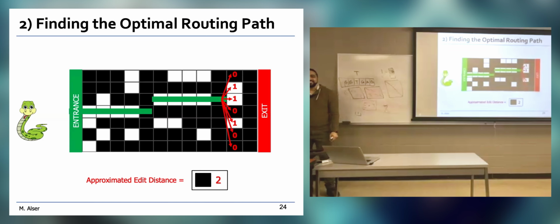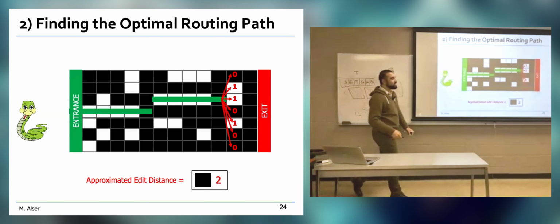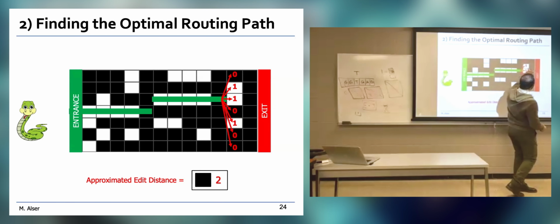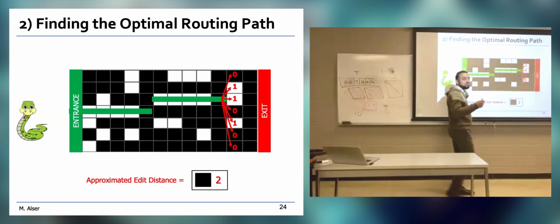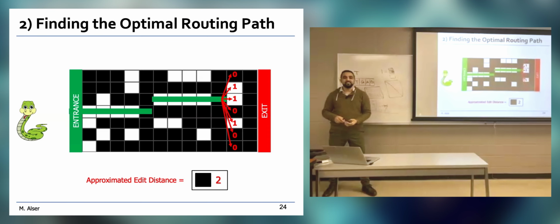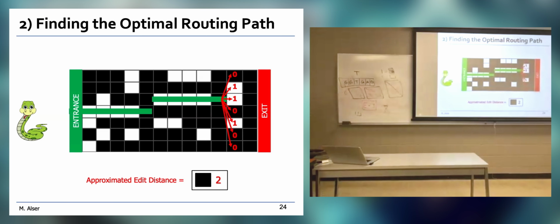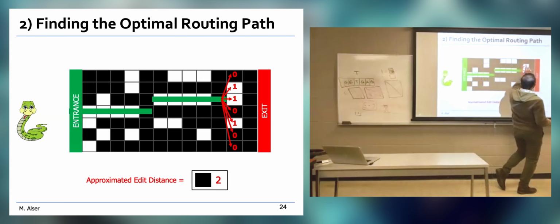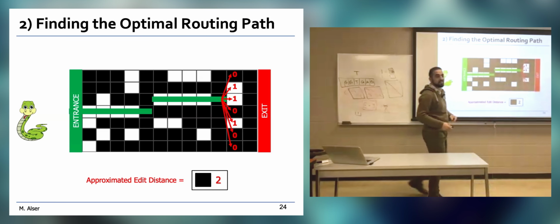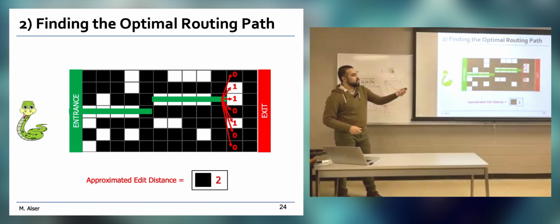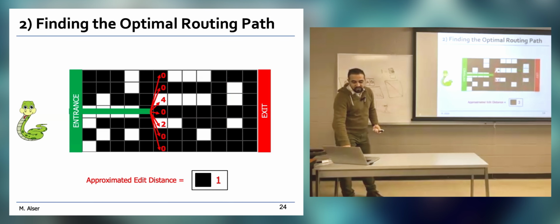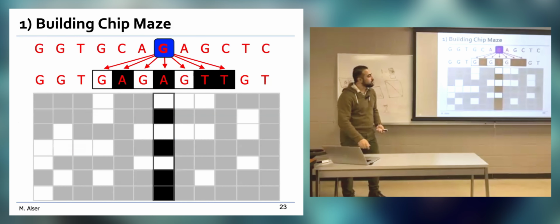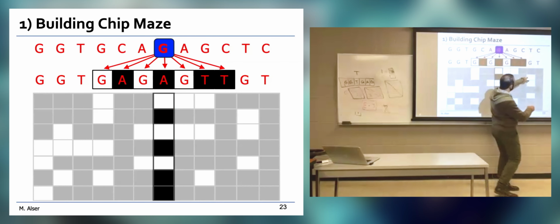Now we have ties. We have paths, several paths, right, with the exact same number of white cells. Which one to pick? In Sneaky Snake, it doesn't matter. So in the algorithm, we pick the very first one. It doesn't matter. What does that mean? Now, 1, 1, 1, what does it mean in terms of character?